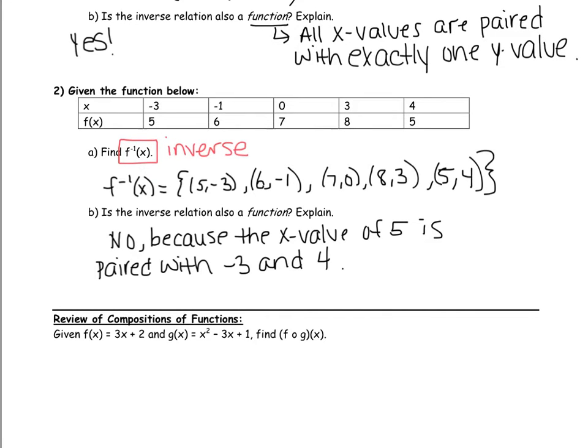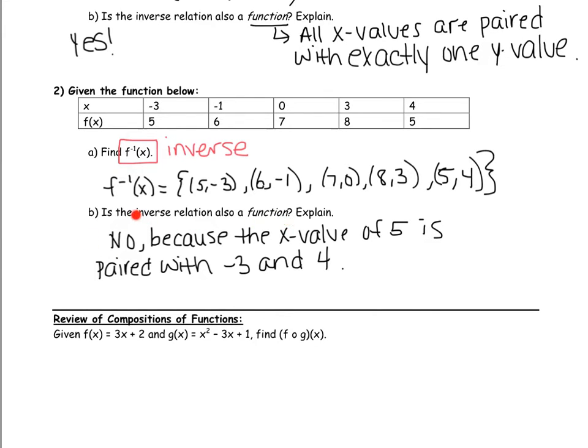Okay, this should be your answer. So basically, all I did was take these points, negative 3, 5, and flipped it: 5, negative 3. Negative 1, 6, I made it 6, negative 1. 0, 7, made 7, 0, and so on and so on. And the question is, is this inverse relation also a function?